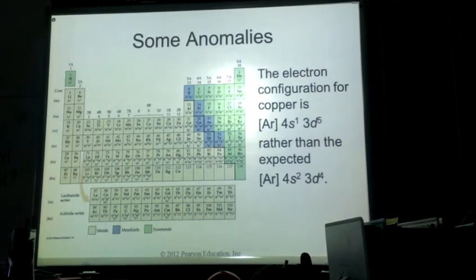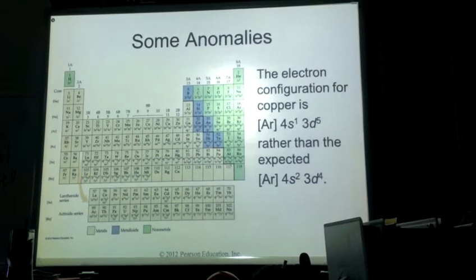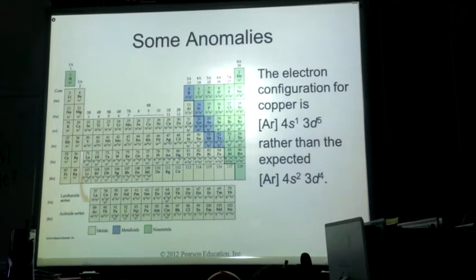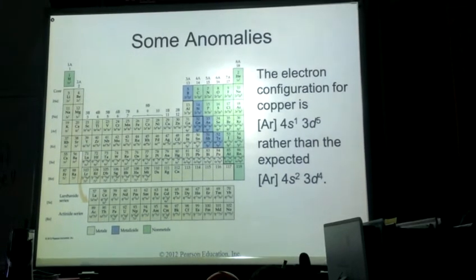Okay, we also alluded today in class to a couple of exceptions to our electron configuration rule. So there's 2 exceptions, and those are in the d orbital. The copper column in the d orbital, as well as the chromium column in the d orbital.